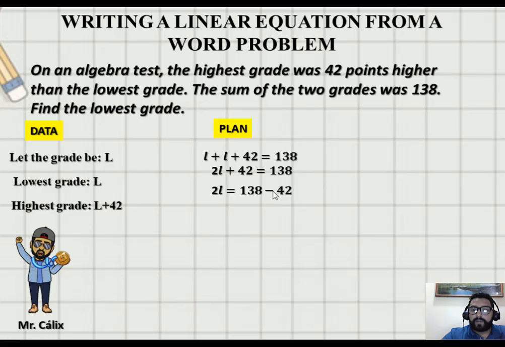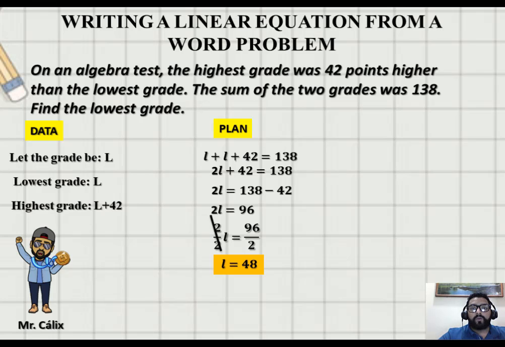Then we are going to use inverse operation to solve this equation, and it's going to be 138 minus 42, using the transposition of terms and the inverse operation. Then we are going to have that 2L is equal to 96, and then finally we divide by 2 both sides to keep the equality, and we cross out the 2 and we get L is equal to 48.